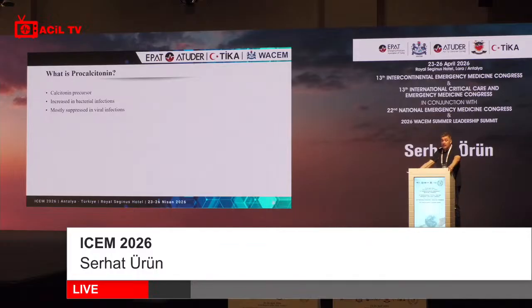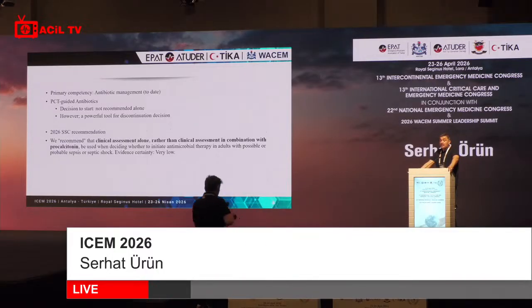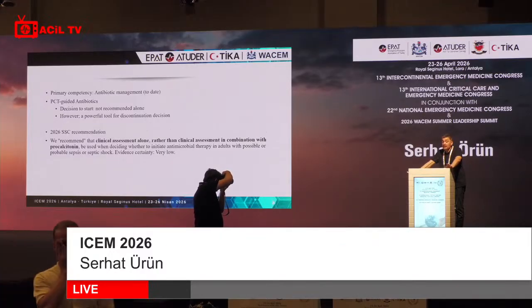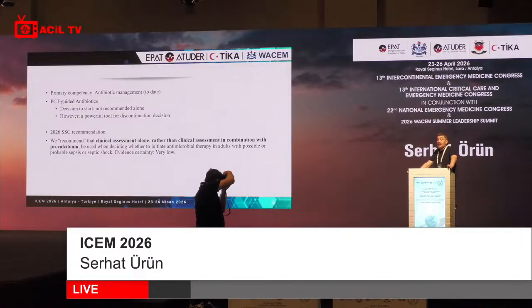What is procalcitonin? Procalcitonin is a calcitonin precursor and is increased in bacterial infections, mostly suppressed in viral infections. Its primary competency to date is in antibiotic management. Procalcitonin-guided antibiotic use is not recommended alone for the decision to start antibiotics. However, it is a powerful tool for the discontinuation decision. The current guidelines recommend clinical assessment alone rather than clinical assessment in combination with procalcitonin.